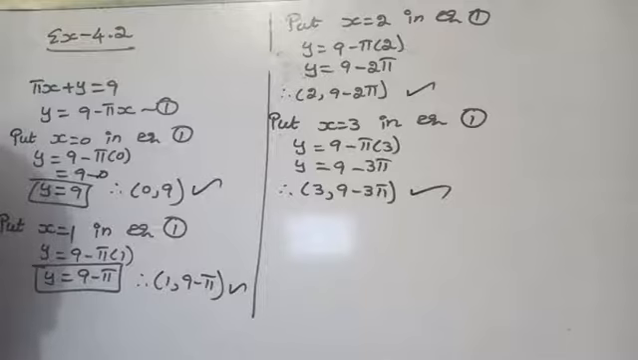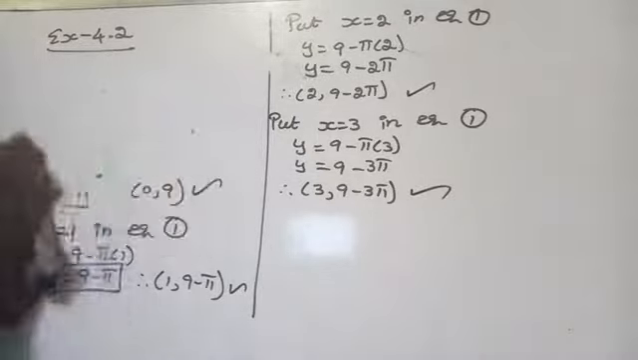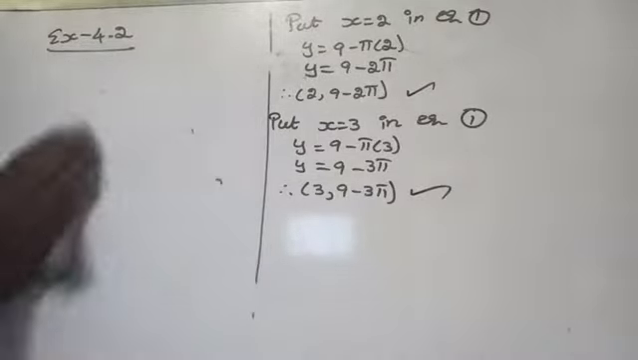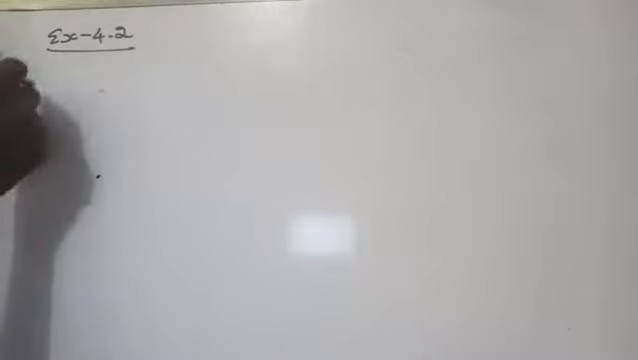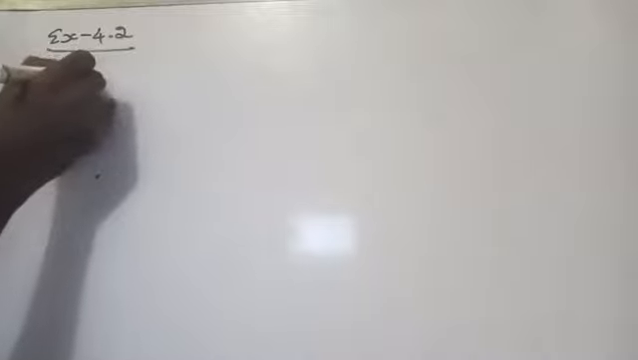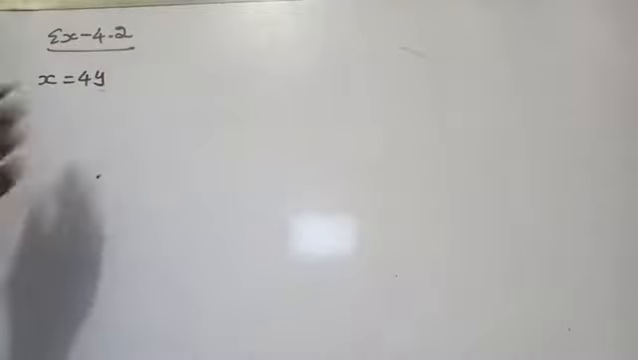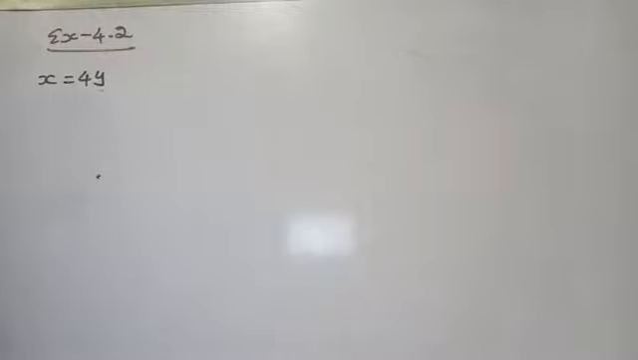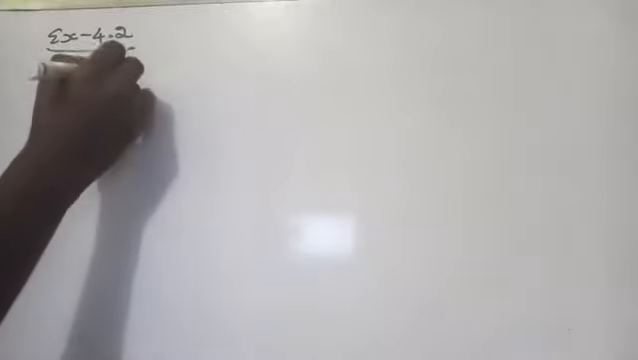Shall we move to the next one? x is equal to 4y. What is that? x is equal to 4y. It's very easy. So it is a linear equation in 2 variables. What are the 2 variables? x and y. Okay. So here x is in terms of y. So let it be equation number 1.